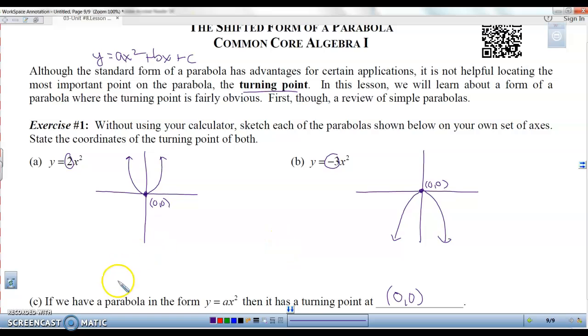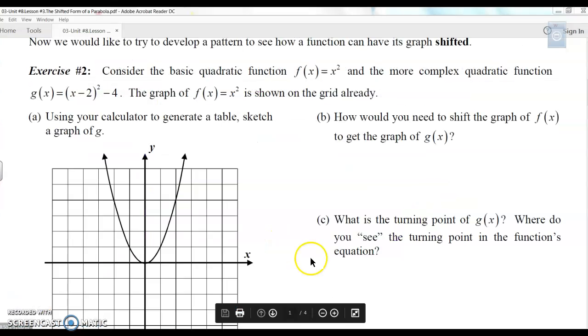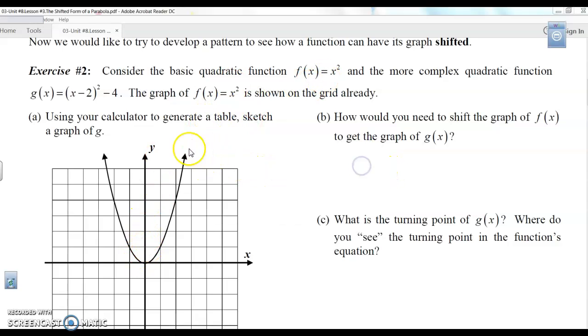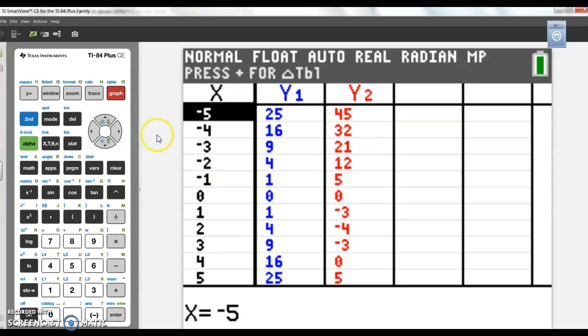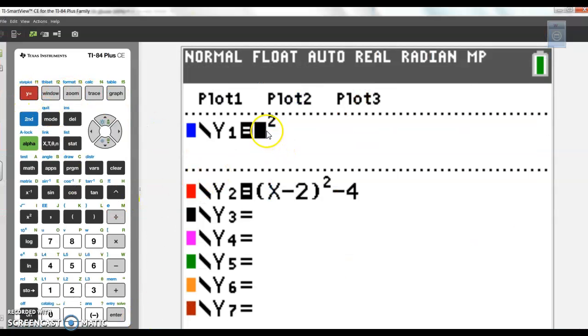Okay, so now what we're going to look at is shifting the parabola. All right, so we're going to consider the basic quadratic function f of x equals x squared and the more complex quadratic g of x equals x minus 2 squared minus 4. So they've already graphed y equals x squared, which is right here, or f of x equals x squared. That's this one. So what we want to do is use our calculator or Desmos that works on both of them. We're going to put this in. I already have y equals here. I already have x squared in here, and I put in parentheses x minus 2 squared minus 4. Notice I used the parentheses when I did this.